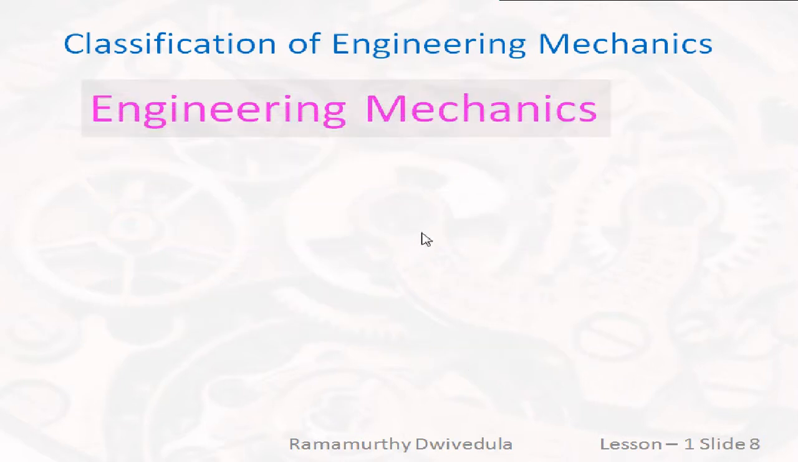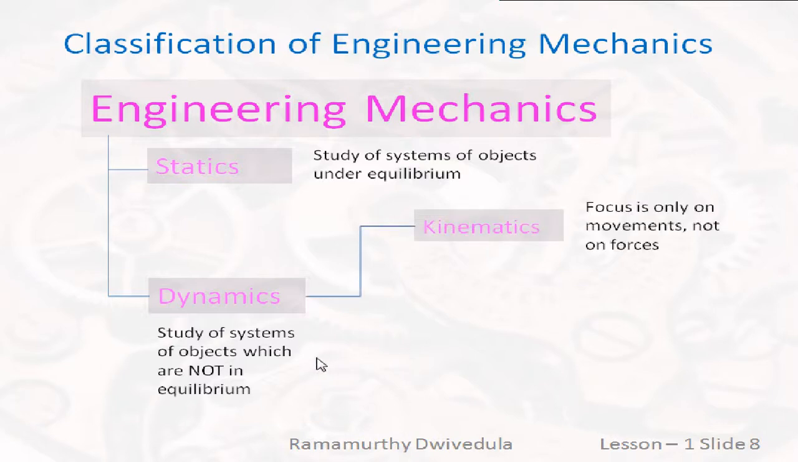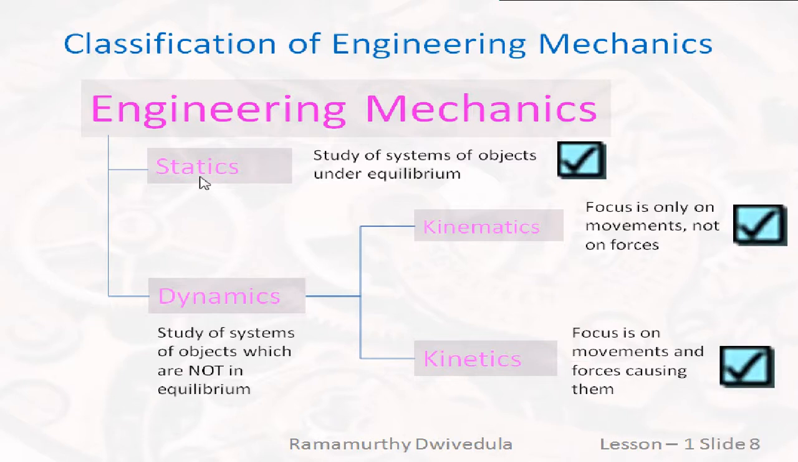Yet another classification of engineering mechanics, wherein we can see statics as one branch. In statics, the systems of objects that we consider are under equilibrium. By equilibrium we mean either moving with constant velocity or not moving at all. Another branch, dynamics, involves systems which are not in equilibrium, that is, systems which are accelerating. Again, this dynamics can be split into two branches, kinematics and kinetics. In kinematics, our focus is only on the movements and we are not concerned with forces that are causing the movements, whereas in kinetics we are interested both in the movements and the forces causing them. During this course we'll be studying statics, kinematics and kinetics.